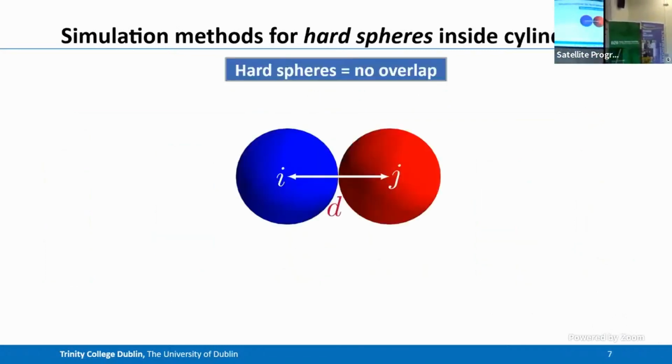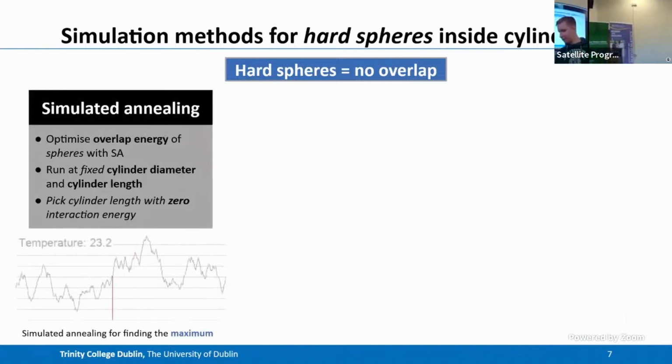So there are different ways to simulate it. One of the easiest ways is by using hard spheres. These are spheres that do not overlap, so they're always a certain distance d apart. And there are essentially three main methods to simulate these structures.